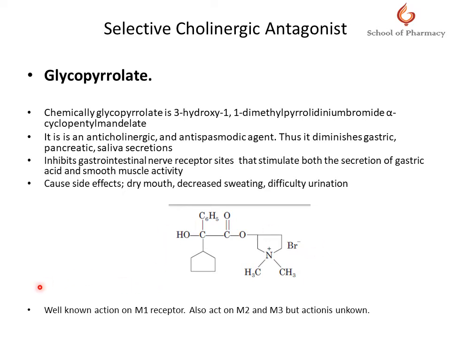It has a well-known action on the M1 receptor, and also shows some M2 and M3 activity, but the action is little known. It inhibits the gastrointestinal nerve receptor site that stimulates both the secretion of gastric acid and the smooth muscle activities. As side effects, it causes dry mouth, decreased sweating, and difficulty in urination.